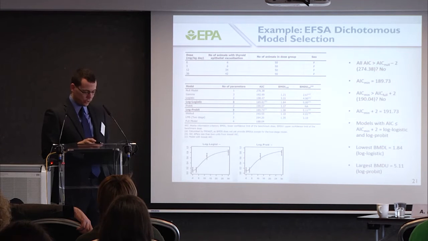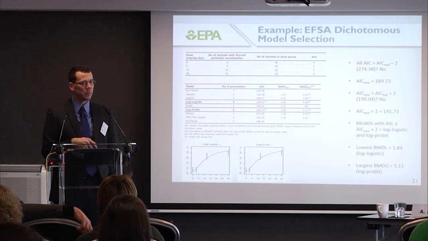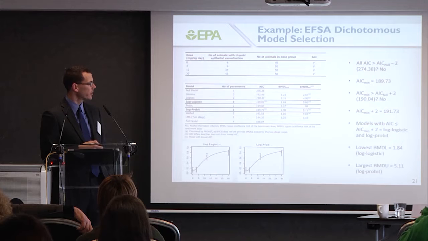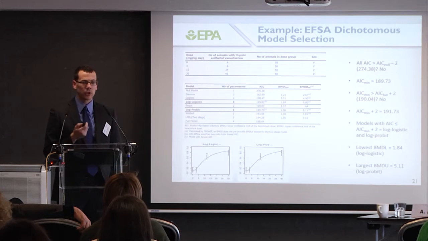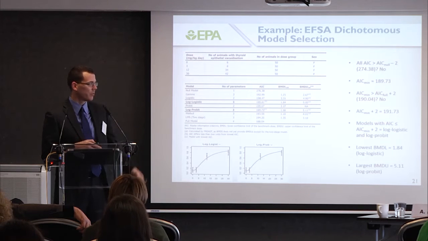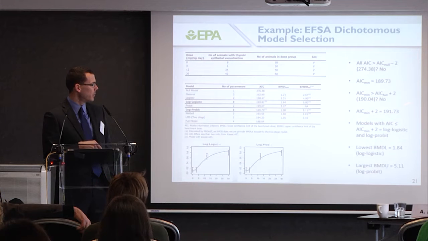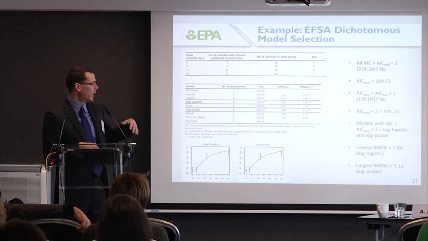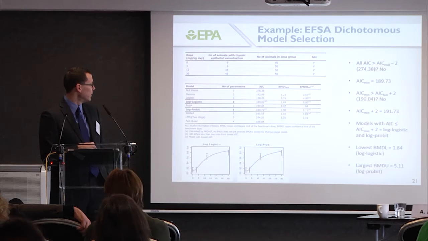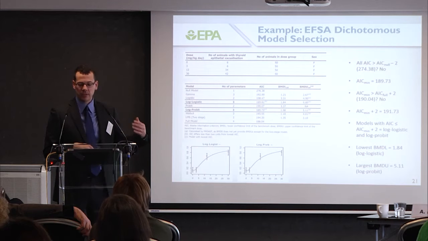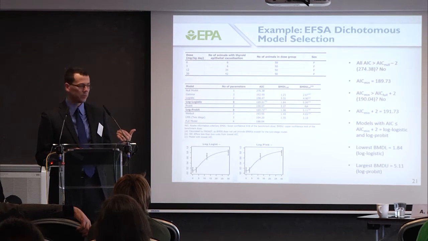So, just an example to show how using EFSA guidance and EPA guidance, you might get slightly different results. Using the thyroid vacuolization data and EFSA's current non-model-averaging workflow, where you look at the AIC null and the AIC min, and then pick all the models that are within 2 units from the AIC min. For the thyroid vacuolization data, you would select the log probit and the log logistic model, and you would select the lowest BMDL from these 2 models, 1.84.